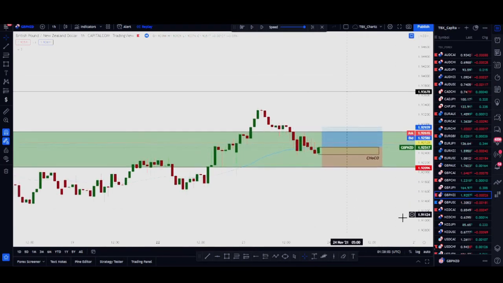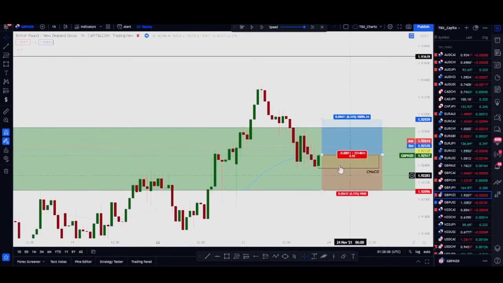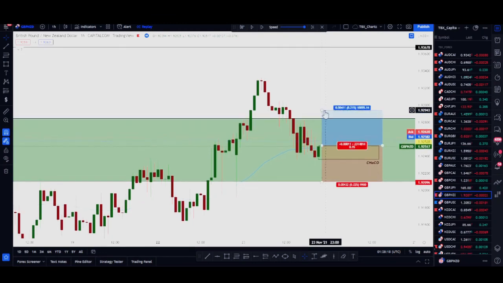My first take profit, as I've said earlier, is going to be the first structure immediately after the neckline. This is the neckline of the double bottom. So my first take profit is supposed to be here.